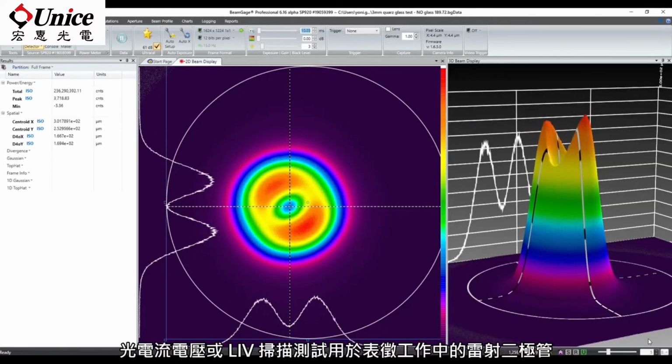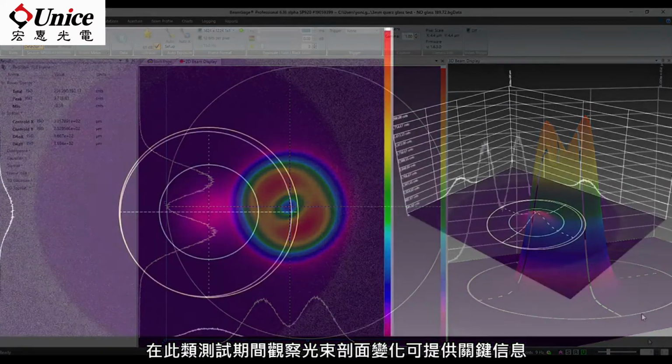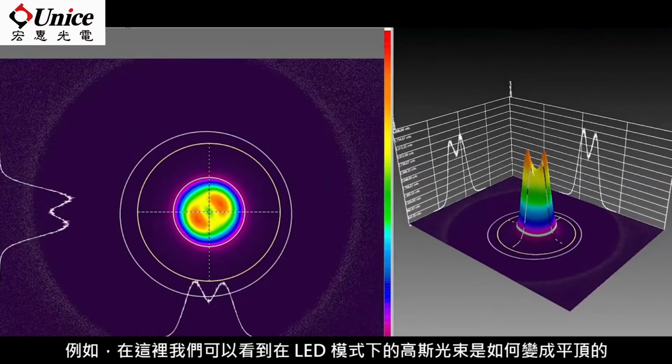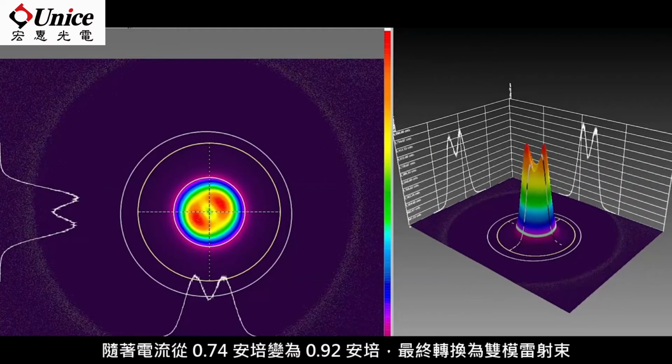The light current voltage, or LIV, sweep test is used to characterize a laser diode in operation. Observing beam profile changes during such a test provides critical information. For example, here we can see how what begins as a Gaussian beam in LED mode becomes flat top and finally shifts to a dual mode laser beam as the current changes from 0.74 amps to 0.92 amps.